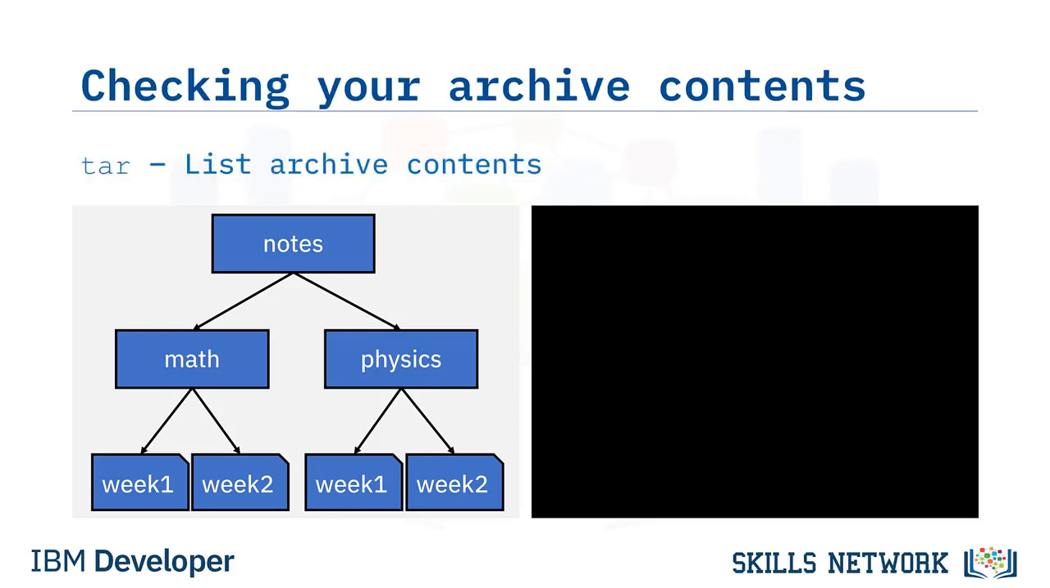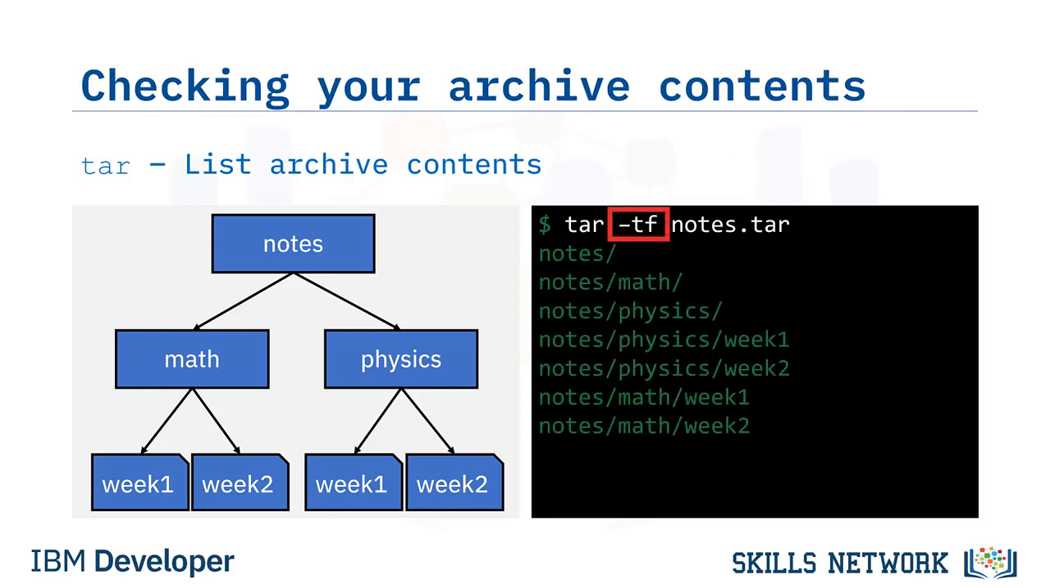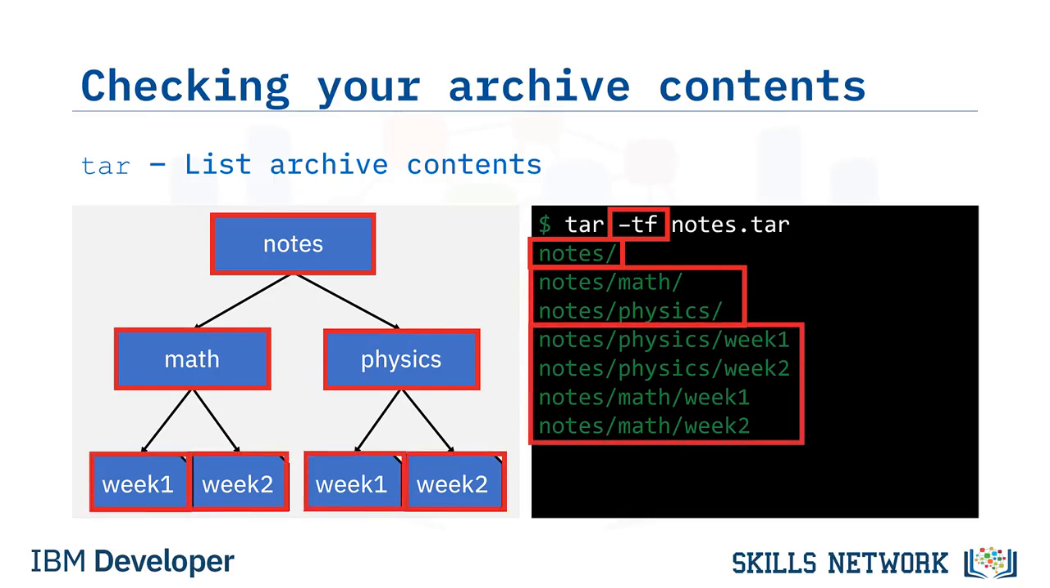You can check the contents of your archived notes file by calling tar on your notes tarball with the -t or list option. This lists all the files and directories in your tarball. And as expected, it has the same structure as your original notes folder, with notes as the parent directory, math and physics as subdirectories, and week 1 and week 2 files at the terminal nodes.